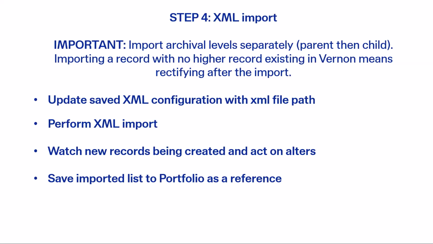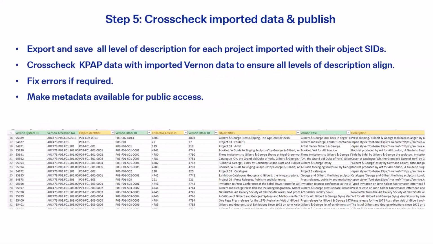Sometimes there were a few alerts going, this is the wrong date format. What do you want to do? So it's watching that, which is a bit time consuming. And then obviously saving the imported list to the portfolio as a reference. So cross-checking once everything had been imported into Vernon. So export the imported data and save all the levels of description for the project.